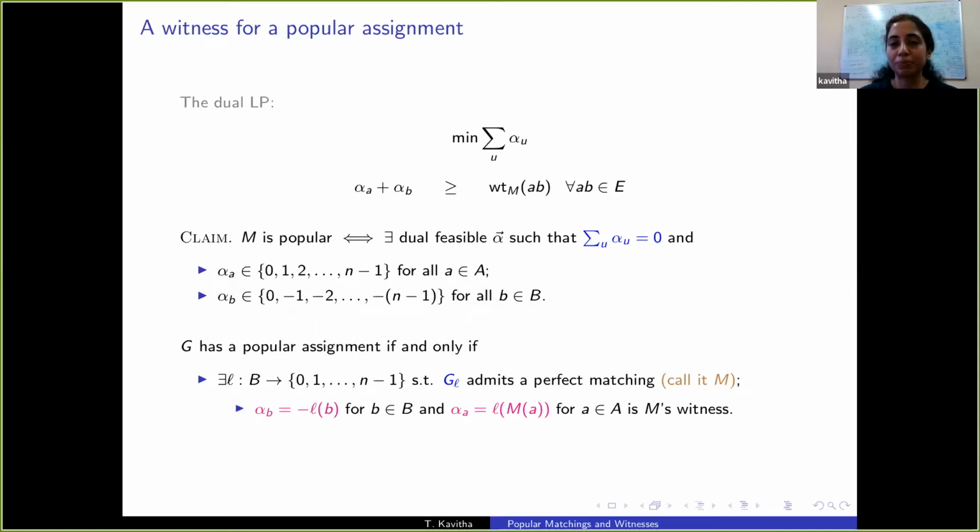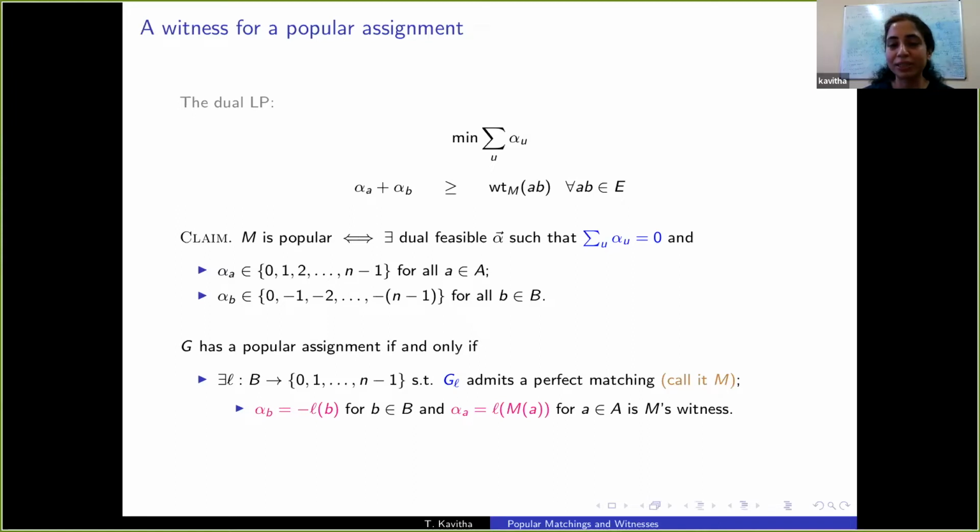So if it has a perfect matching, we claimed that was a popular assignment. And the proof of that was, in fact, we can construct a witness as shown here. The alpha value of any object is the negation of its level, and the alpha value of any agent is the level of its partner. And if it has a popular assignment, it has a dual feasible solution alpha, and that would in fact define the levels of objects. So it's both ways.